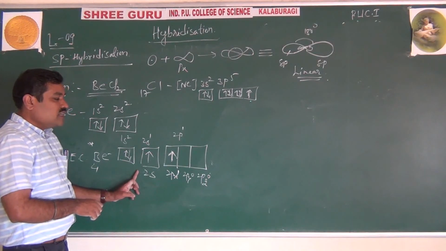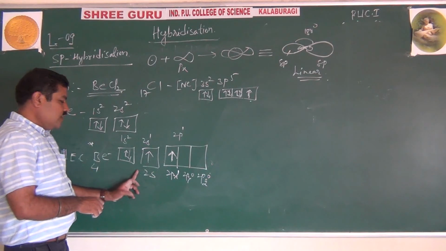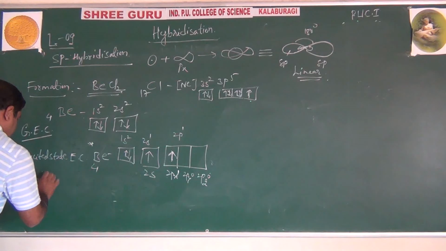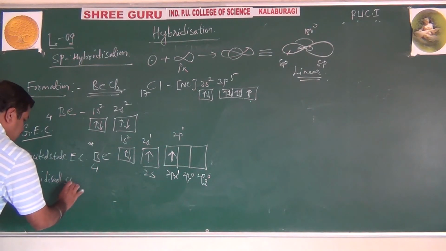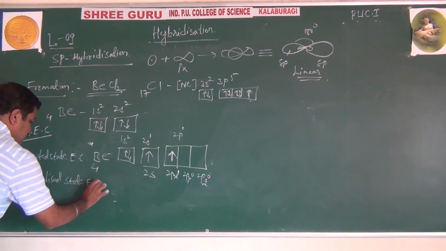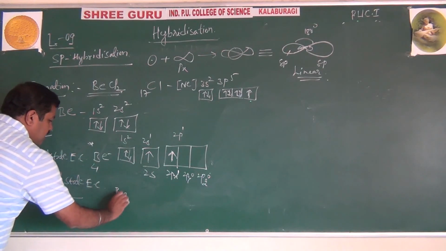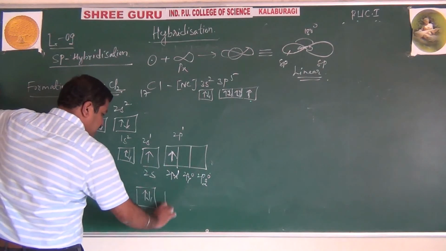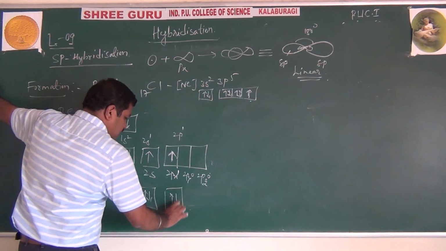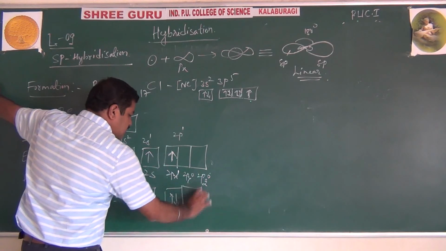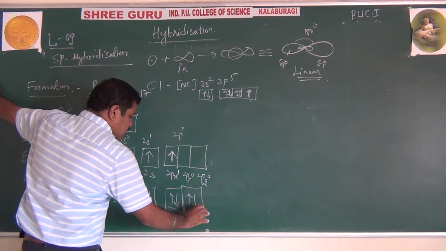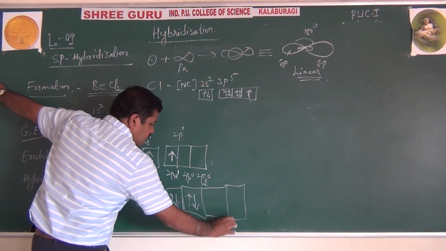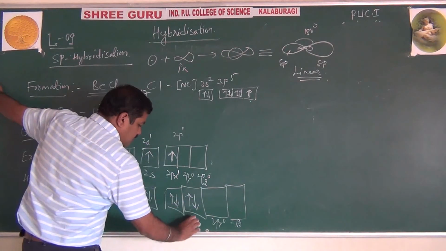sp hybridization. Okay. Both chlorine atom. Therefore, what you will write here? Hybridized state. Hybridized state electronic configuration compulsory. Okay, hybridization. So just to see here, 1s2, right? 2s2, right? And this is 2px2. Okay, 2py0, 2pz0. What it become?